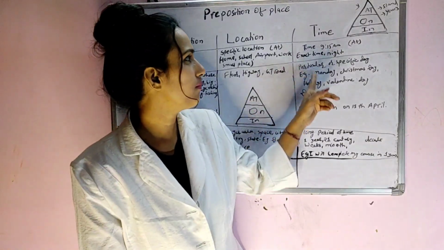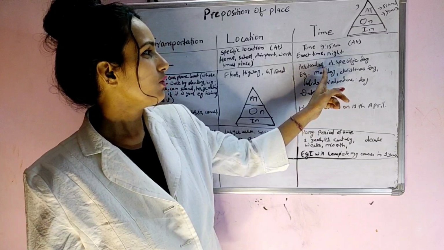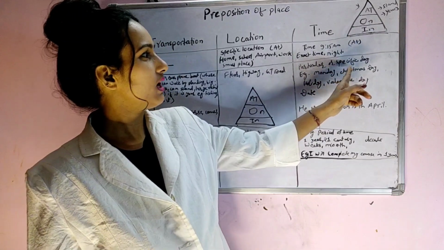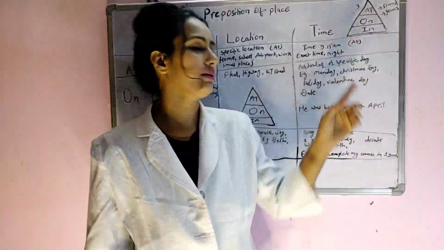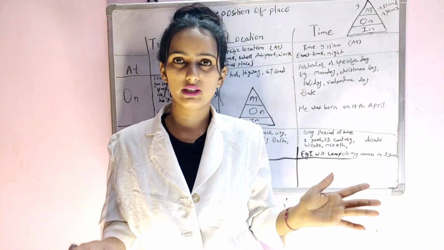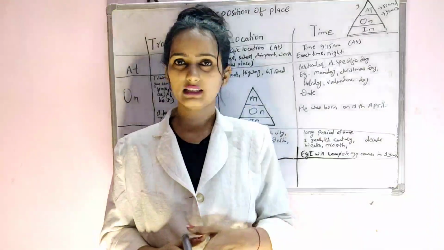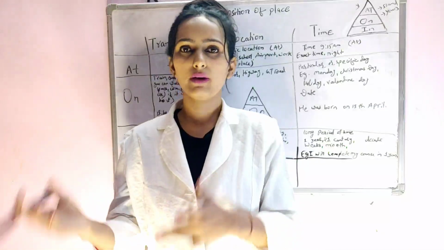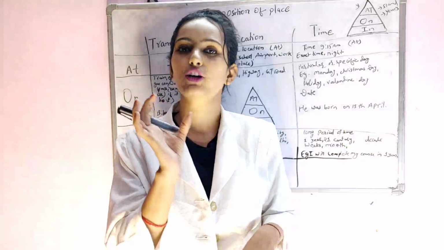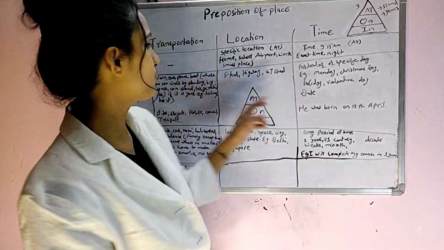Now let's talk about time. When you are talking about a particular specific day, a specific day meaning Christmas day, Valentine's day, your holy day, and Sunday, Monday, if you are talking about a specific particular day, then also you have to use on.